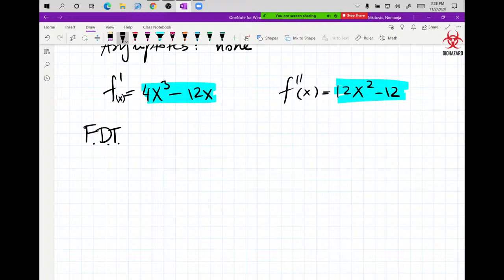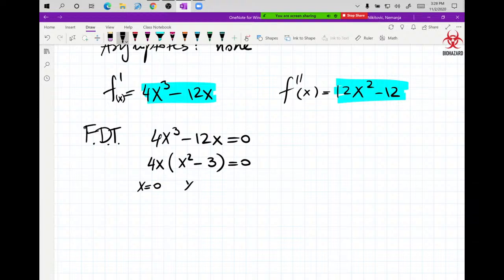The first derivative test, FDT, is going to set the first derivative equal to 0 to find the critical points. Then we're going to do our partition. To solve this, we factor out 4x. What's left is x squared minus 3. When we solve these, we get x equals 0 and x equals plus or minus root 3. So these are our critical points.